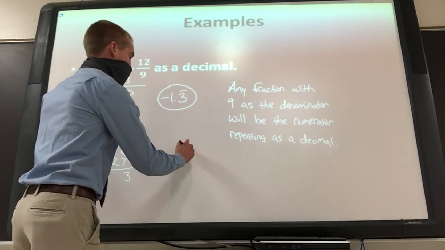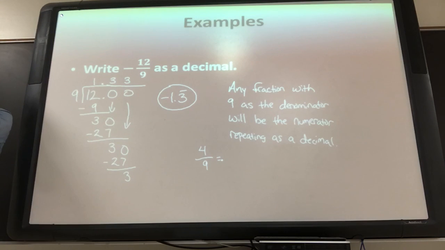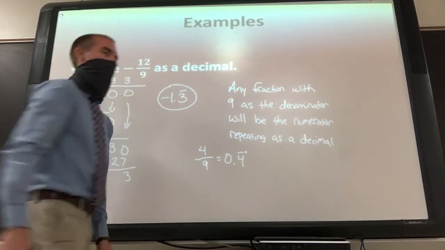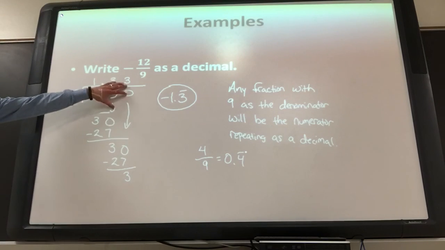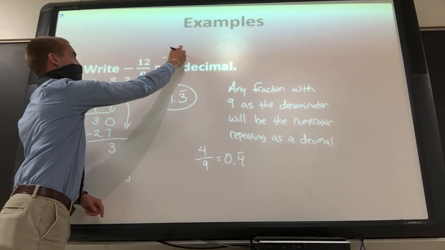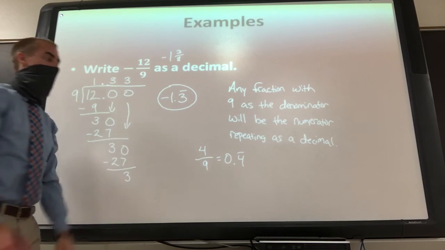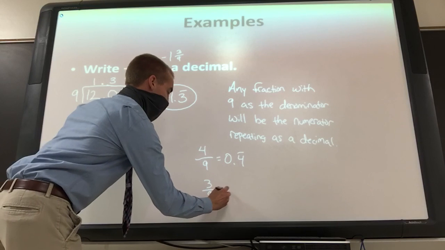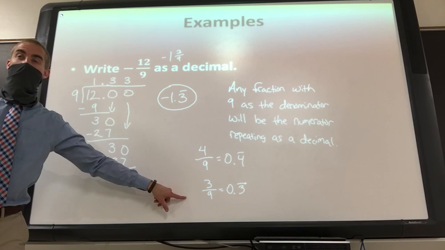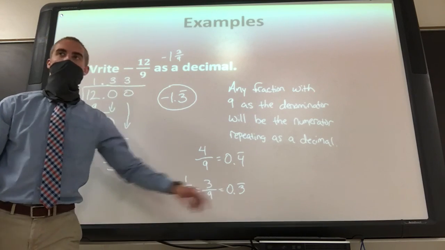For example, we just did 4 over 9. When we did 4 divided by 9, for our last question, we got 0.4 repeating. Look at this one right here. If we were to change this to a mixed number, it would be 1 3/9. And we get 1.3 repeating. So 3/9 is 0.3 repeating. Can we simplify 3 over 9? Yes. To what? 1/3. So now you know that 1/3 is 0.3 repeating.